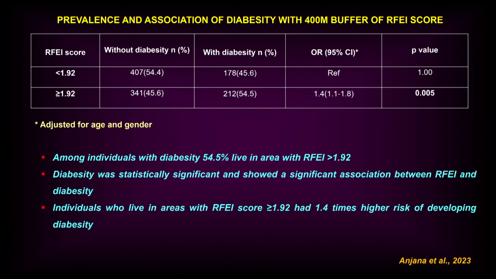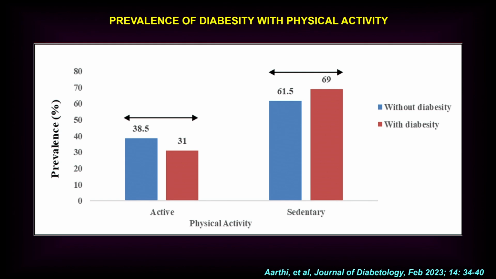Then she looked at the prevalence of diabesity along with this score. What she shows is that those who have a score of more than 1.9 or 2 have a 1.5 times higher risk of developing diabesity. So what does this mean? Availability of food outlets, obesity, and diabesity. That's what she's showing. Now let's quickly look at physical activity.